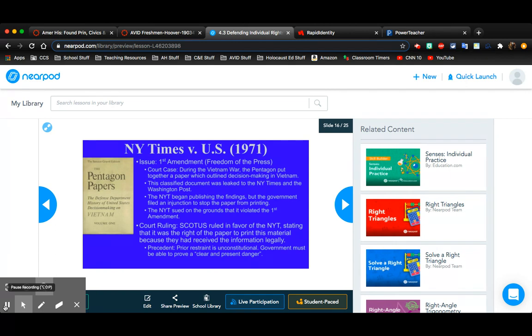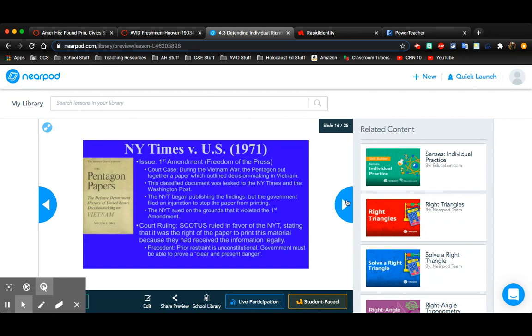So the New York Times sued and said, no, this is freedom of the press. We should be able to do this. The Supreme Court said, yes, the New York Times, you are correct. It is the right of the paper to print this material because it was given to them in a legal manner. All right. So the precedent set here is that prior restraint is unconstitutional. The government must be able to prove that a clear and present danger was in effect. They were not able to. Therefore, the Pentagon Papers were released by the New York Times and the Washington Post.